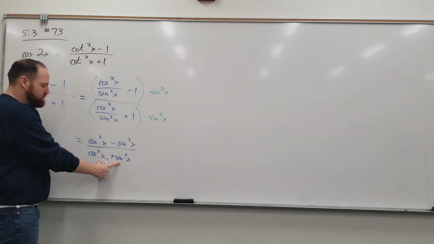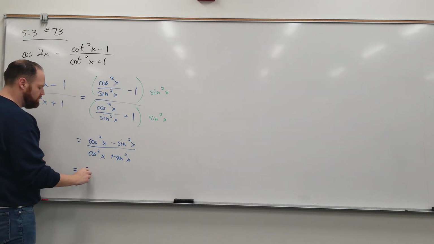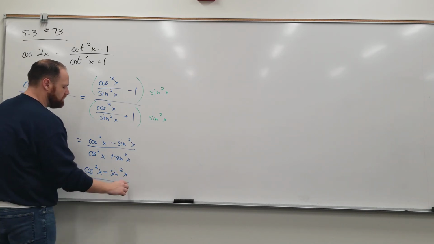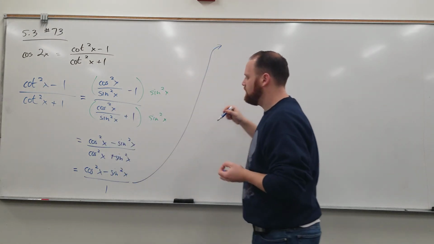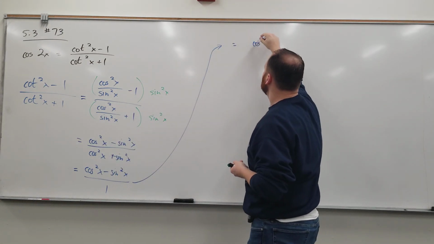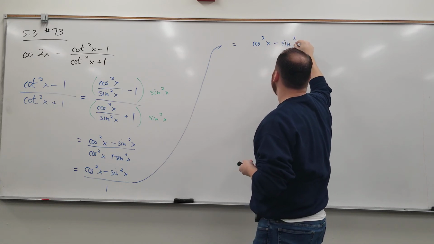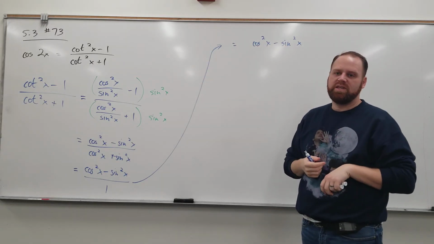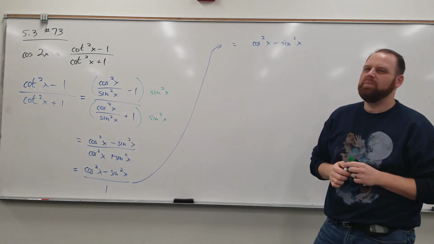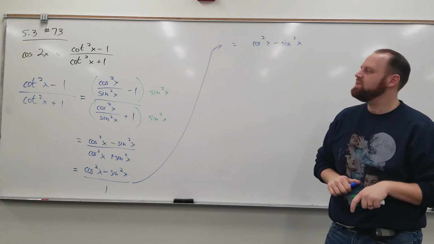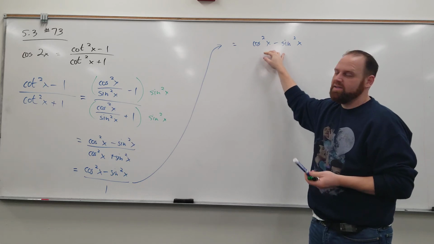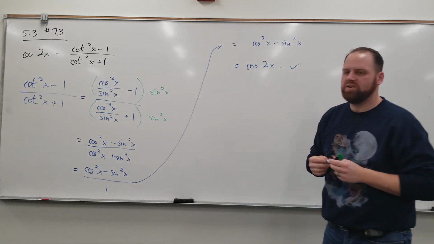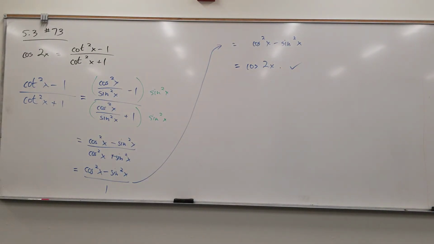Cosine squared plus sine squared is 1. So of course this is just cosine squared x minus sine squared x. And a second ago, before I started working this out, this is exactly what we said cosine 2x was equal to, right? And at this point, you have the benefit of knowing the double angle identities, and this is one of them for cosine 2x. So this is cosine 2x, and you're done with that one. Again, probably more than one way to do that.